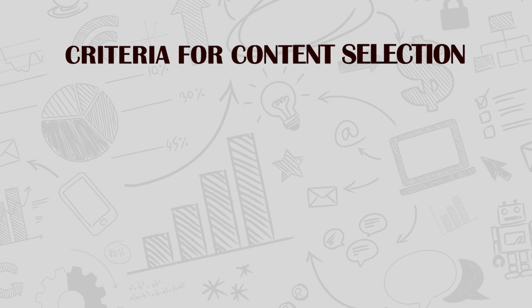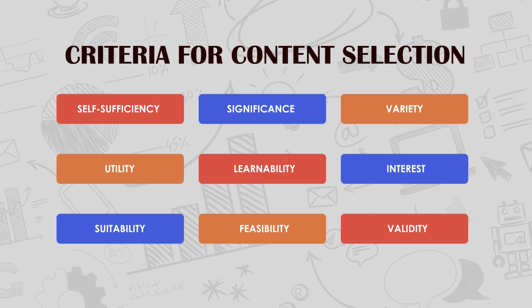It depends upon the teacher what he or she plans to use in the content planning. Now what are the criteria for content selection? The first criteria is self-sufficiency.